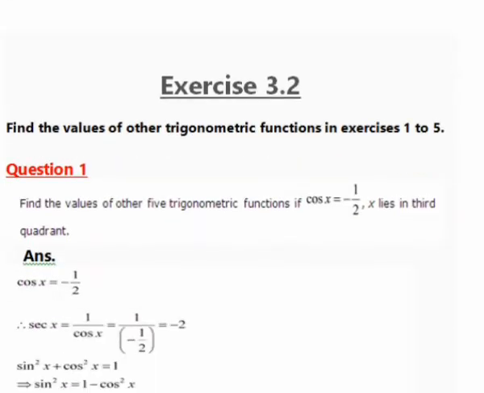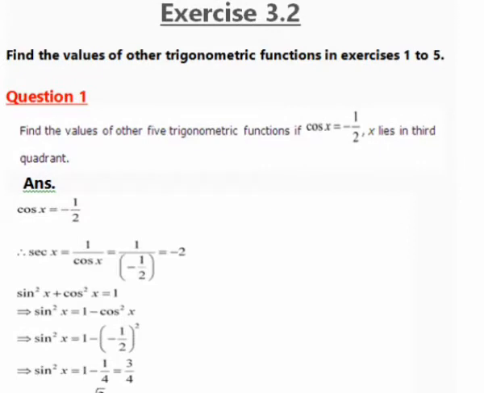Now see the exercise of NCERT. The first question is, find the values of the other 5 trigonometric functions if cos x is equal to minus 1 by 2, and x lies in the third quadrant. Students, the condition here is that x lies in the third quadrant, and in the third quadrant only tan and cot are positive, the rest are negative.